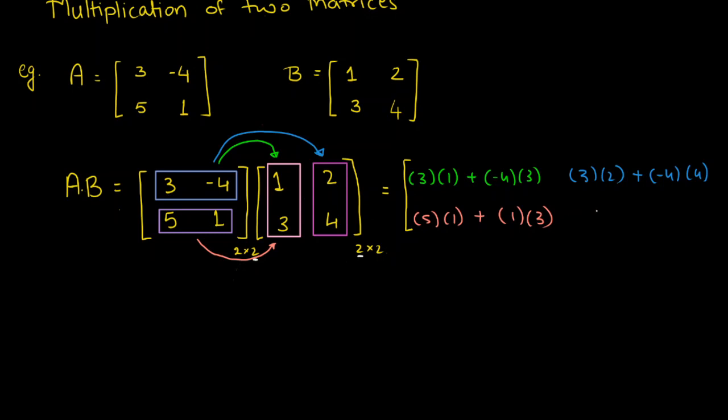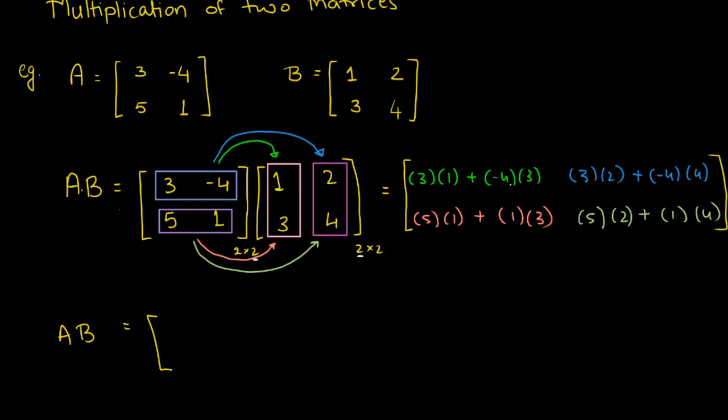And now we're going to the second row, second column element. So again, we'll multiply the second row with the second column. So 5 into 2 plus 1 into 4, right? On solving this, I will get the answer of my matrix. So if I simplify this further, I'll get the value of AB, which is basically, so 3 into 1 is 3, minus 4 into 3 is minus 12.